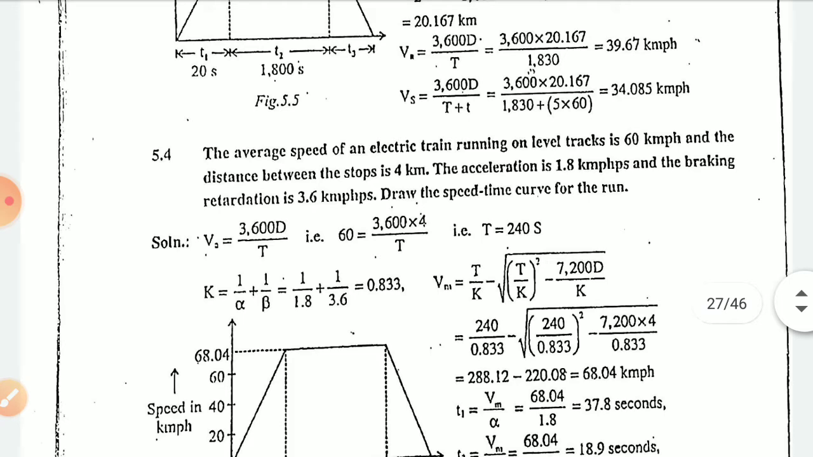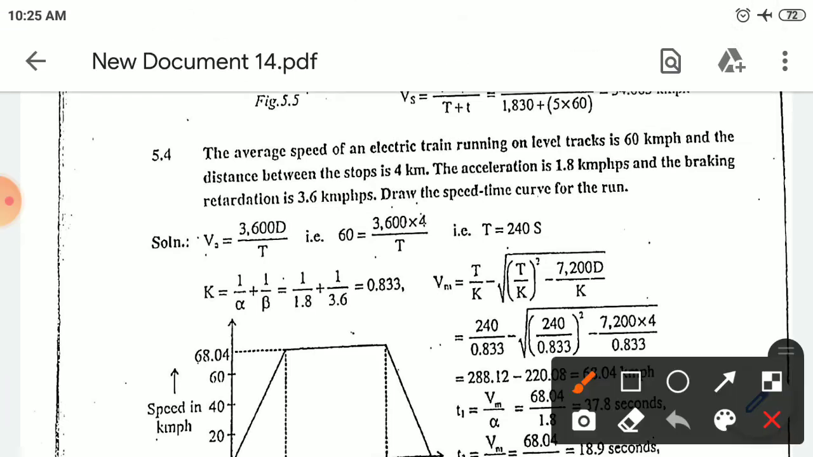Next, the average speed of an electric train running on a level track is 60 kilometers per hour, and the distance between the stops is 4 kilometers. The acceleration is 1.8 kilometers per hour per second and the braking retardation is 3.6 kilometers per hour per second. Then draw the speed time curve for the run.